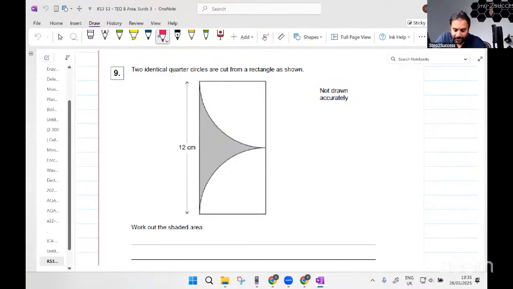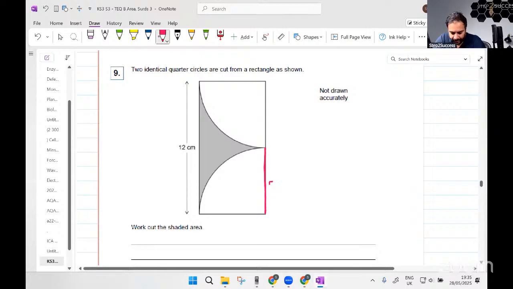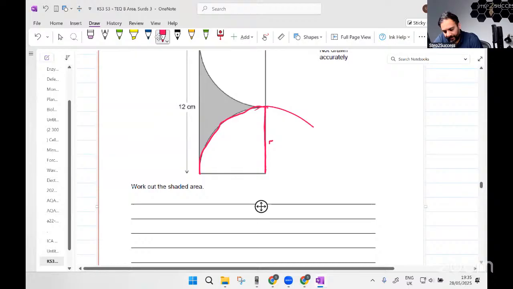Two identical quarter circles are cut out from a rectangle as shown. Work out the shaded area. Okay. This distance here must be the radius of that circle. Remember this, if we just look at this shape here, is a quarter of a circle. The full circle is like here, if that makes sense. So from the middle to the edge is the radius of that circle.